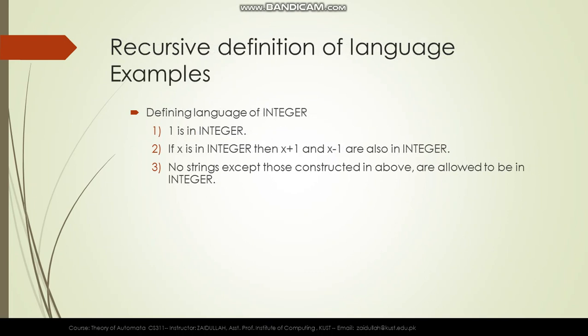Let's take our first example. Let we want to define the language of integer. So first we say 1 is in integer. Similarly, now we are defining the rule for it. If x is in integer, then x plus 1 and x minus 1 are also integer. So now all those words which will satisfy step 1 and step 2 will belong to this language, and if any word will not satisfy step 1 and step 2, definitely those words will not belong to this language. So the third step says no string except those constructed in above are allowed to be in the language.